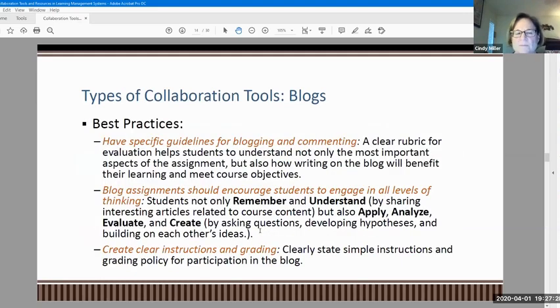So again, some best practices: make sure you have specific guidelines for blogging and commenting. I've got a blog netiquette that you can use. Also have a rubric that you can use to evaluate students' blogs. Blog assignments should encourage students to engage in all levels of thinking on Bloom's taxonomy, not just remembering and understanding, but also applying, analyzing, evaluating, creating. And create clear instructions and grading so that students know what's expected of them when they do that blog.